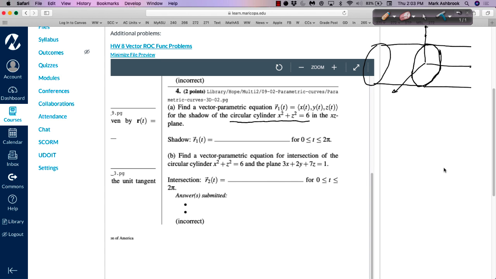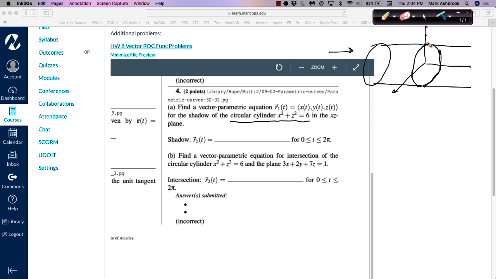All right, so what do we want? What's the shadow of this? We talked about projections. That's all this is saying. The shadow is like the projection. What's the projection of this in the XZ plane? Meaning, if you just looked in the XZ plane, what would you see? A circle. If you were looking this way, you would just see that circle in the XZ plane. You wouldn't see it as a surface. You would just be looking straight down. You just see the circle.